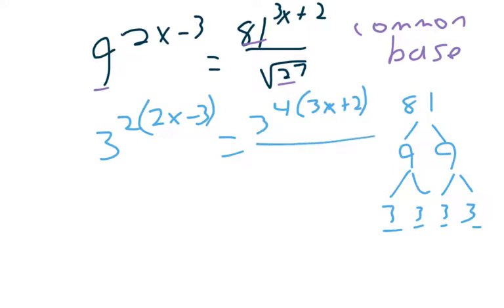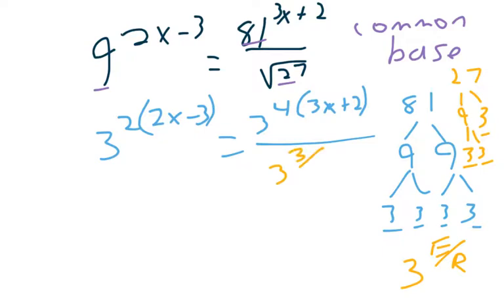And then on the bottom, we need to remember exponent over root. So it's going to be 3 to the exponent over the root. Well, what's our exponent? 27 is 9 times 3, which is 3 times 3 times 3. So that would be 3 to the third power over the root. Well, that's a square root, so it's really a 2 that's there. So it's 3 over 2.